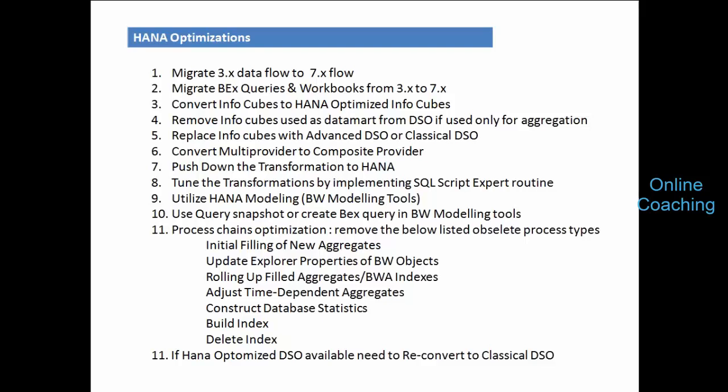If there is a cube with up to 120 characteristics, I can convert it to an advanced DSO. But if it's more than 120, I can't handle it, because in a cube, all characteristics must be primary keys. And what is the maximum number of primary key characteristics you can have in an advanced DSO? Only 120. And convert multiproviders to composite providers, and then push down the transformations only for specific use cases where my transformations are really slow.